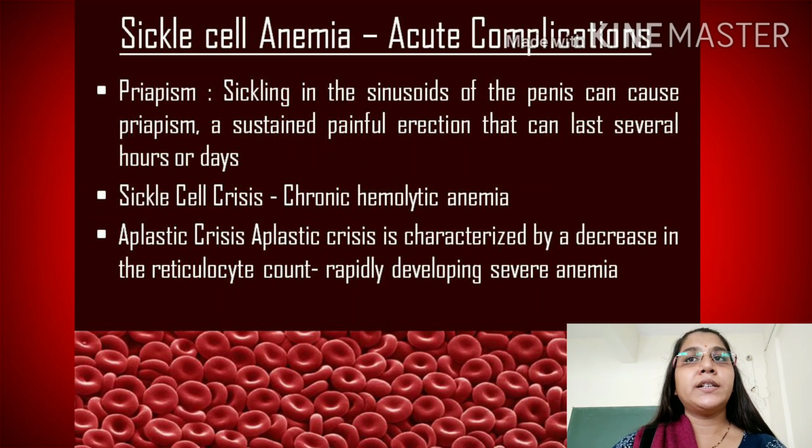Sickle cell crisis, that is chronic hemolytic anemia, can be seen. Aplastic crisis can be seen, which can be recognized by a decrease in reticulocyte count.